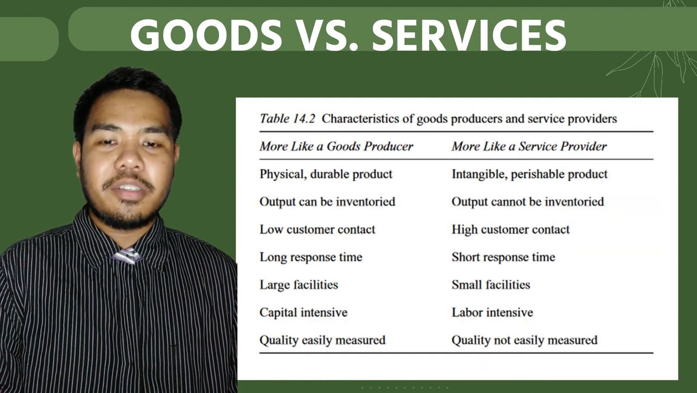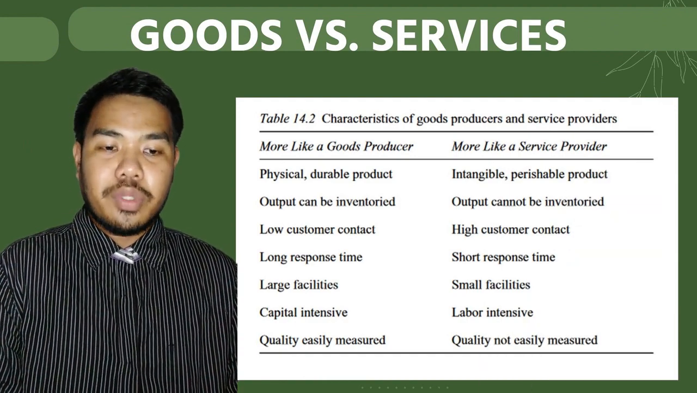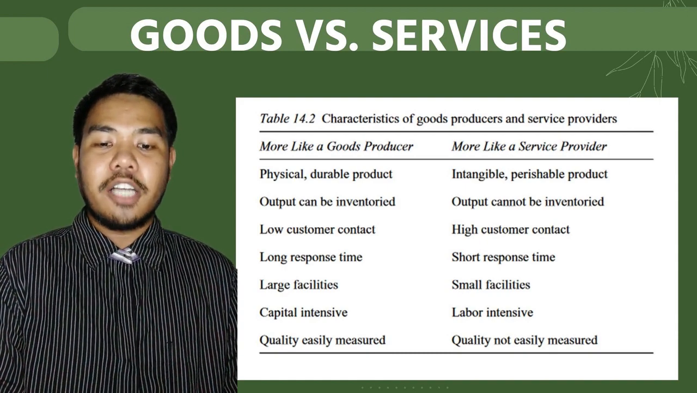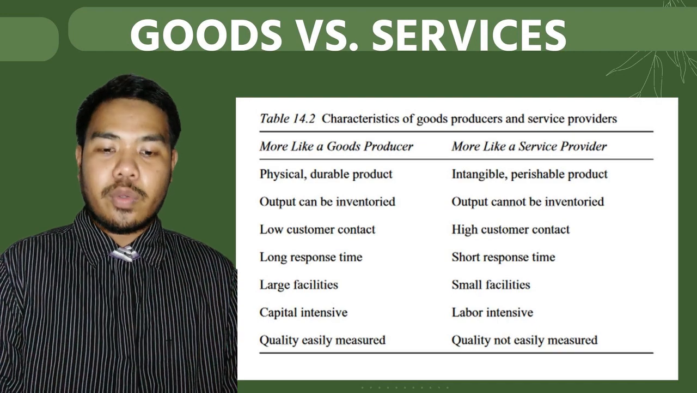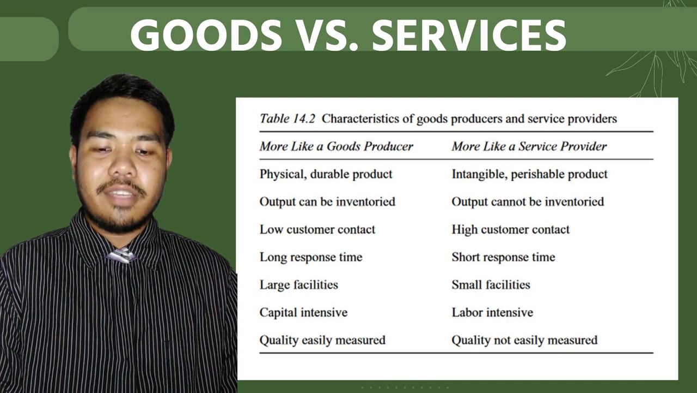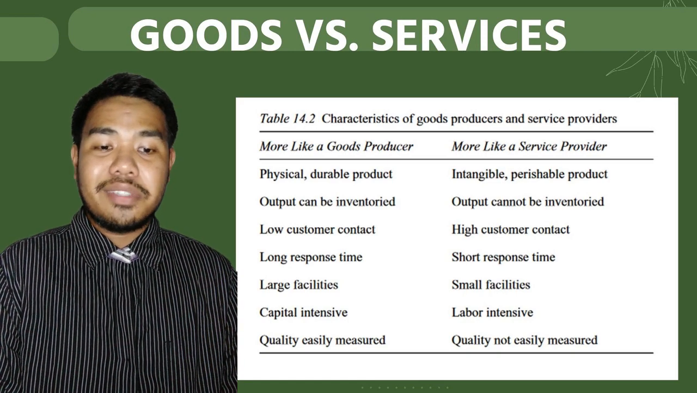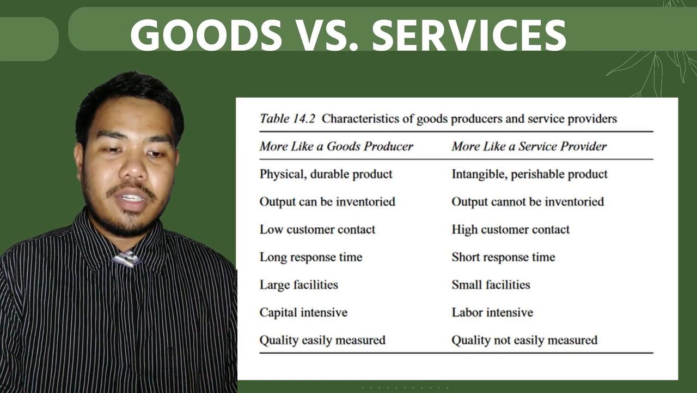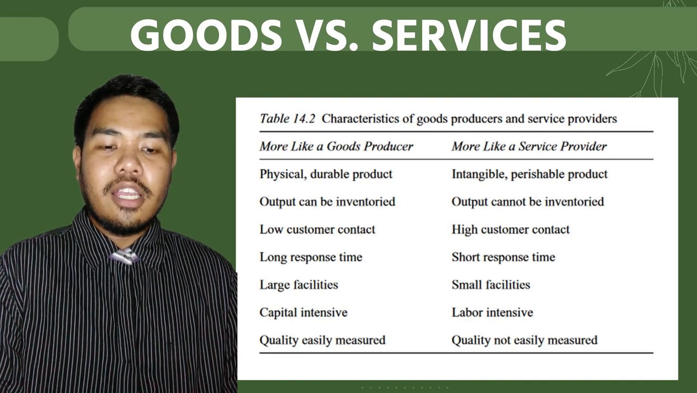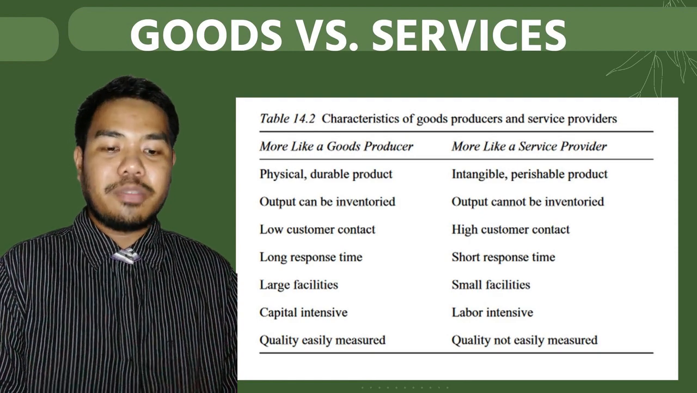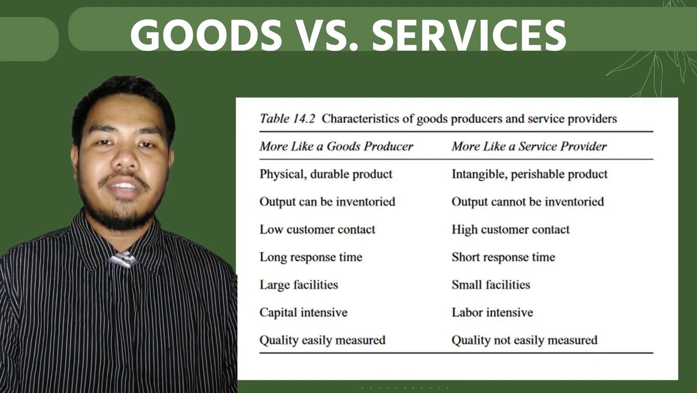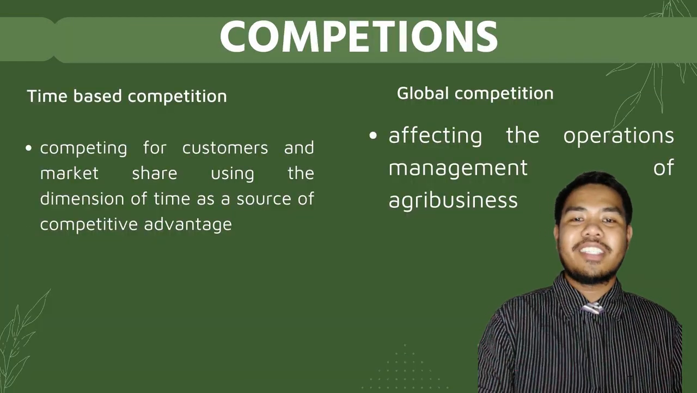At this point, let us determine what are the differences between goods and services. When we say goods, it can be a physical, durable product, output can be inventoried, low customer contact, long response time, large facilities, capital intensive, and quality easily measured. When we say service, it is an intangible, perishable product. Output cannot be inventoried, high customer contact, short response time, needs small facilities, labor intensive, and quality not easily measured.